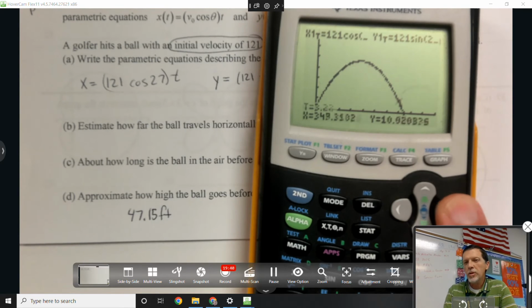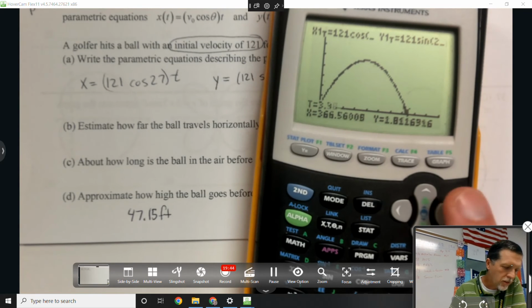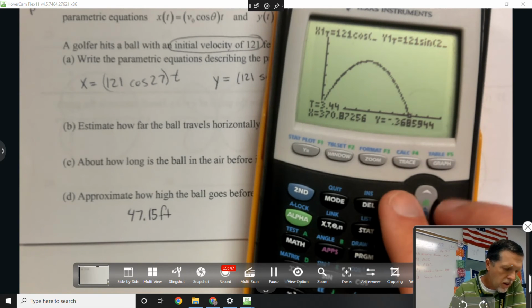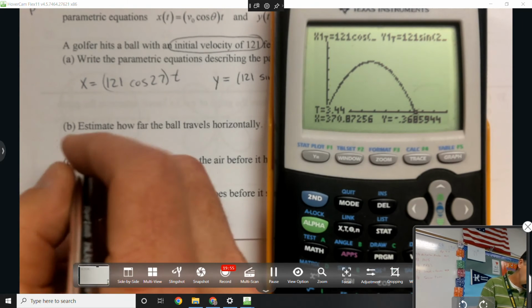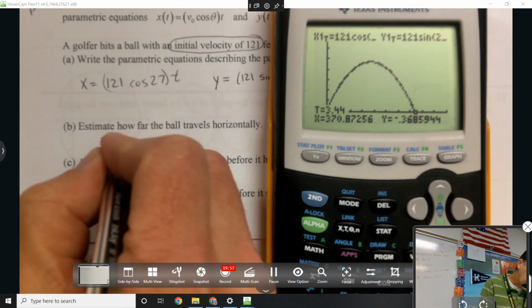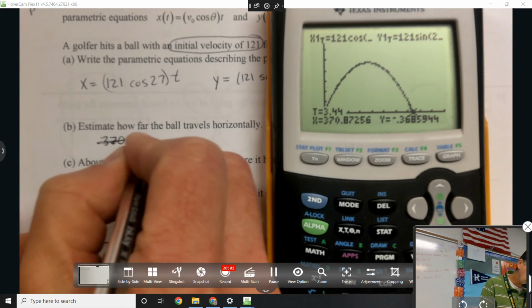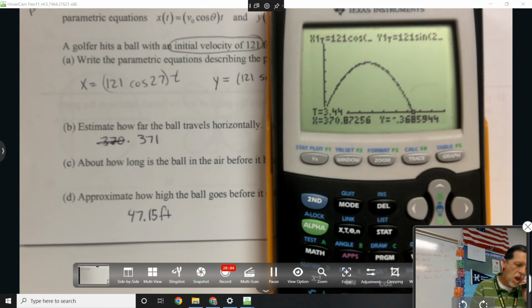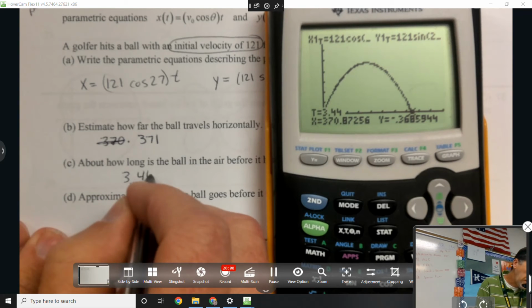You might remember you could play with the table and get there. I just think the picture makes so much more sense. Okay, so I'm looking for when y is 0, and the closest I can get to y equals 0 is negative 0.36. x is, you know what, I better just call it 371, and time is 3.44.